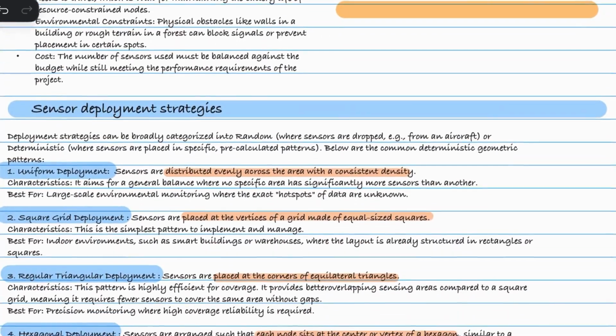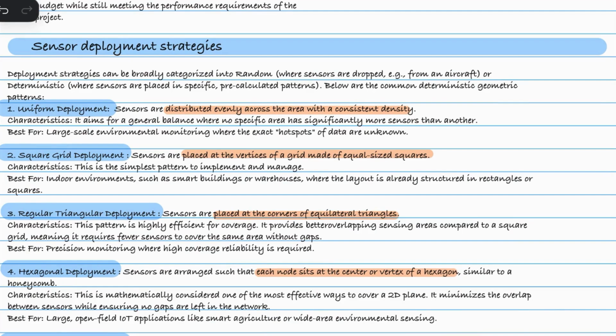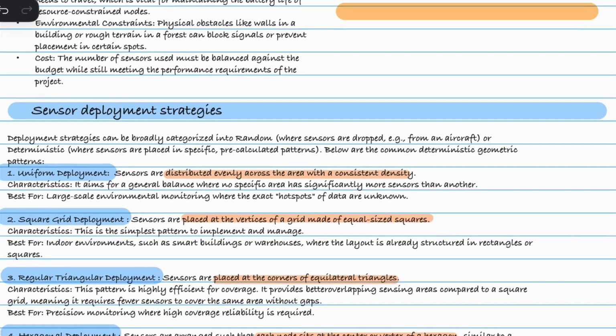So now we'll see various sensor deployment strategies. What are the kinds of techniques and strategies which we can use for deploying the nodes or deploying the sensors? Right. So we divide sensor deployment into two parts. First is the random deployment.